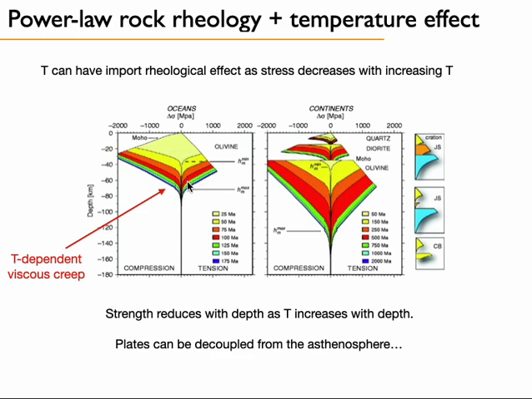So here it's very weak. At the base of the lithosphere, the stress is expected to be weak, and it's mostly an effect of the temperature-dependent creep. The same would apply to the continents. So strength reduces with depth, and this may allow plates to be decoupled from the asthenosphere. That's a first order effect of temperature on plates.